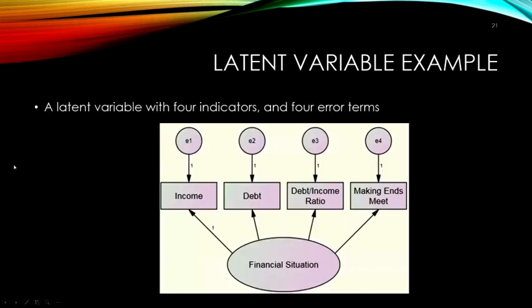So here's an example of a latent variable. We would have financial situation, and we're not actually measuring that. We're measuring that by measuring these indicators of it: our income, debt to income ratio, and making ends meet. So you can see that the arrows are going away from it. This is a really good way to show that these are actually factor loadings rather than regression coefficients.